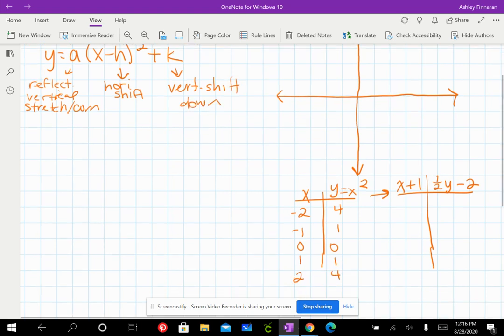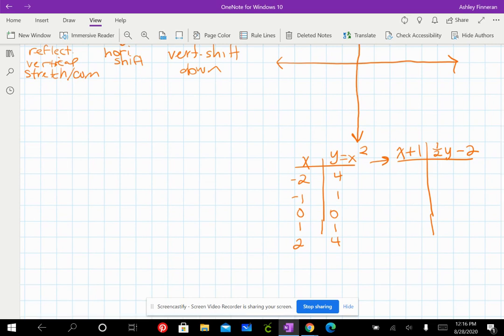So then I can apply these transformations to the points on my original table. So -2 plus 1 is -1, -1 plus 1 is 0, 0 plus 1 is 1, 1 plus 1 is 2, 2 plus 1 is 3. And then I'm going to take the y values, I'm going to multiply them by 1/2 and then subtract 2. So 1/2 times 4 is 2, minus 2 is 0. 1/2 minus 2 is -1.5.